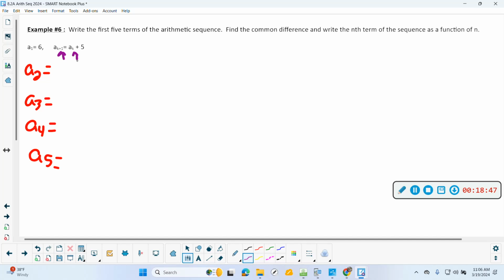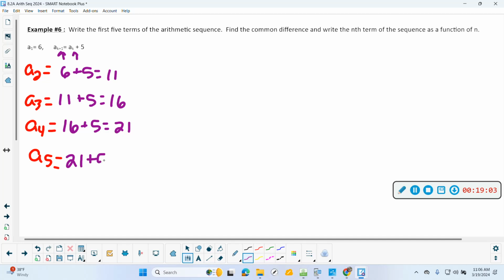So last term plus 5. What's 6 plus 5? 11. 11 plus 5. And you probably don't have to write what I'm writing in the middle. That's fine. 16 plus 5. And 21 plus 5. Got it. Now here's a very riveting question. What's the common difference? 5. We added 5.